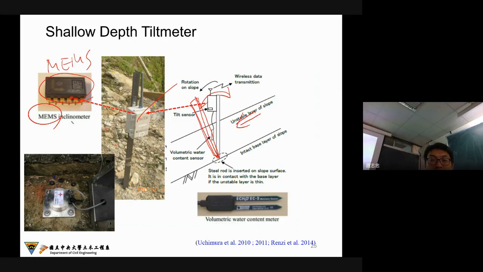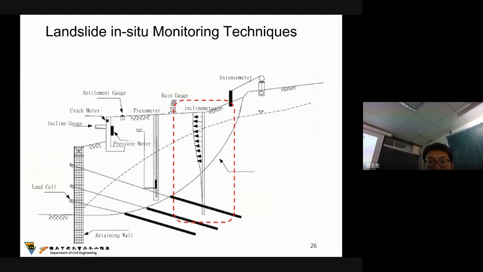Okay, so this is the tilt meter in the field, and we also have the ground surface type, like this one. We can put some of these tilt meters on the wall, on the retaining wall or on the surface.